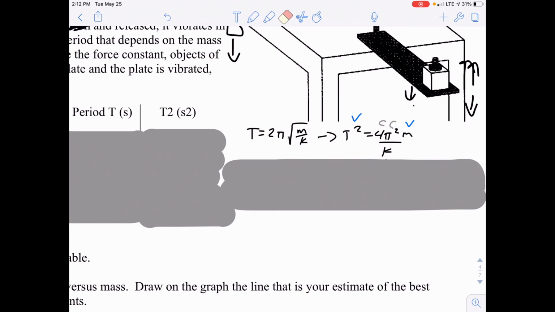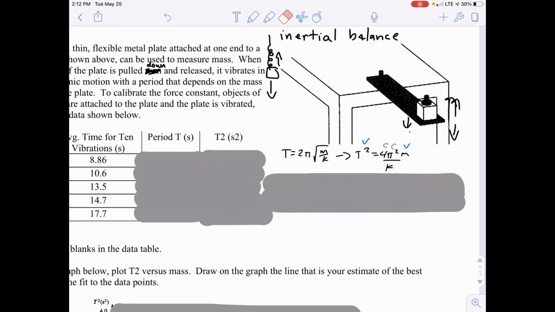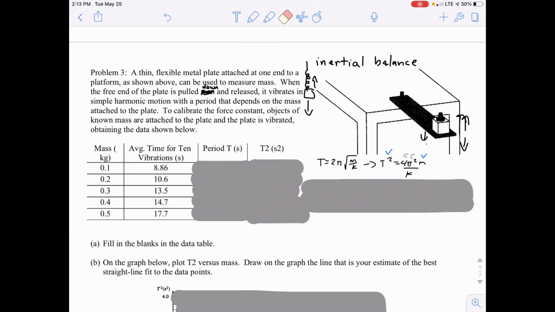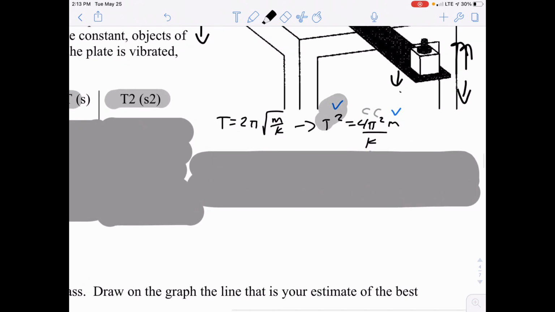Then I'm going to separate variables from constants. Well, according to this, period and period squared are my variables. Mass is clearly a variable. So period squared and mass are my variables. I highlighted them in blue with a V. 4 is obviously a constant. Pi is obviously a constant, so pi squared would be a constant. And k is the spring constant I'm looking for, so that's also a constant.